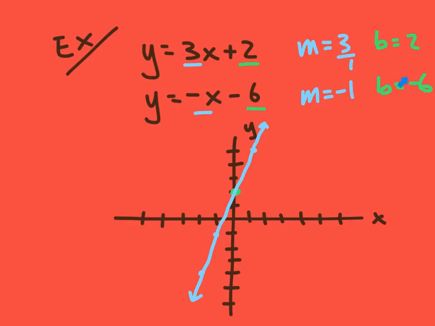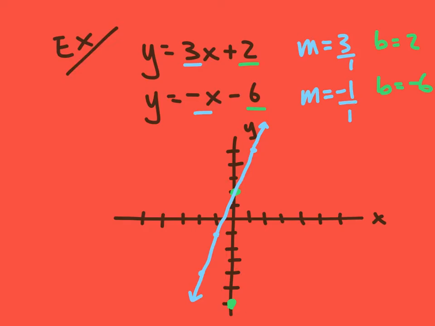I have a y-intercept of negative 6, and I have a slope of negative 1. So let's first plot my point for negative 6. 1, 2, 3, 4, 5, 6. That's my y-intercept. That point's going to go there. And then a slope of negative 1 means I'm going to go up 1 over 1.